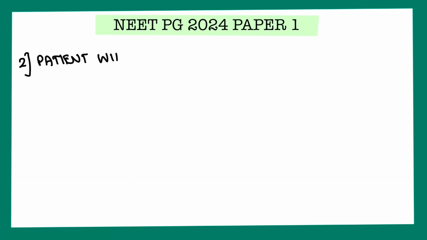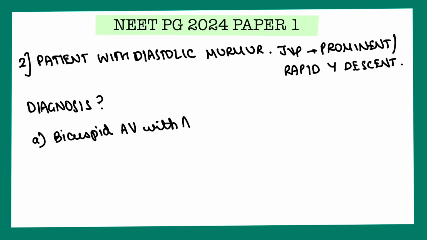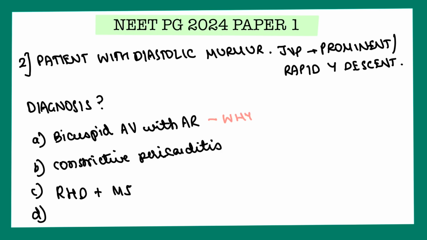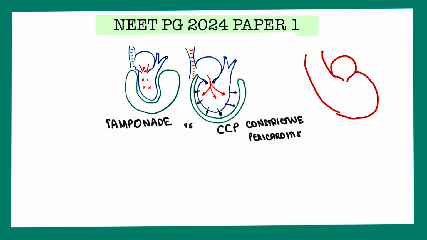Second question, patient with a diastolic murmur, JVP shows prominent or rapid Y descent. Diagnosis: bicuspid aortic valve with AR, constrictive pericarditis, RHD with MS. So let's see the difference between all the three. First see tamponade, next is constrictive pericarditis, and next is aortic regurgitation.